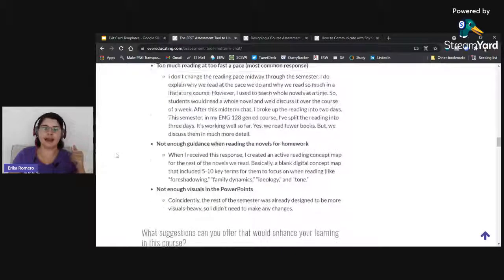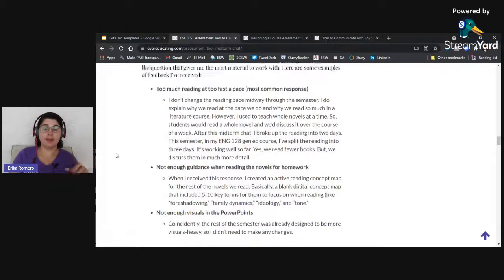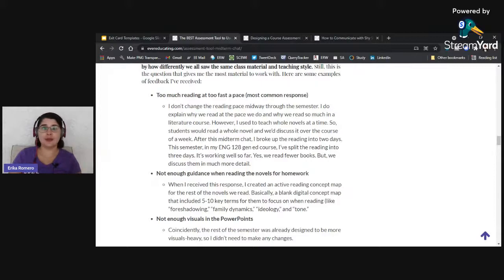So then not enough guidance when reading the novels for homework. In that case, I'm like, okay, sure, you want some guidance? And I started giving them concept maps. Consider these terms, consider these concepts when you're reading this particular novel, when you're reading this particular section, because we're going to be discussing it in class next class period, right? And so not enough visuals in the PowerPoints, too much text. Okay, good to know. I changed up that style as well. So sometimes you can change, sometimes you can't, but at least you know what students are thinking about your teaching style as far as problems that they're having.